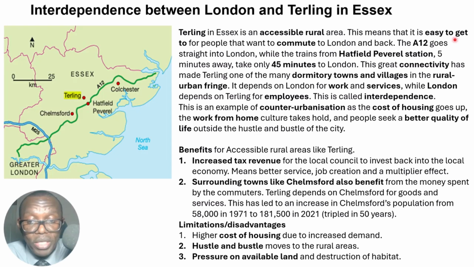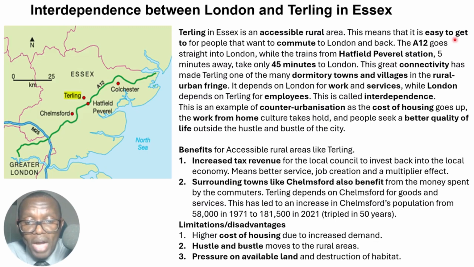Okay, so Terling actually depends on London for work and for services, while London depends on Terling for employees. So this is called interdependence and is an example of counter-urbanization due to the cost of housing going up in London and the work from home culture having taken hold, as people seek a better quality of life outside the hustle and bustle of the city of London.